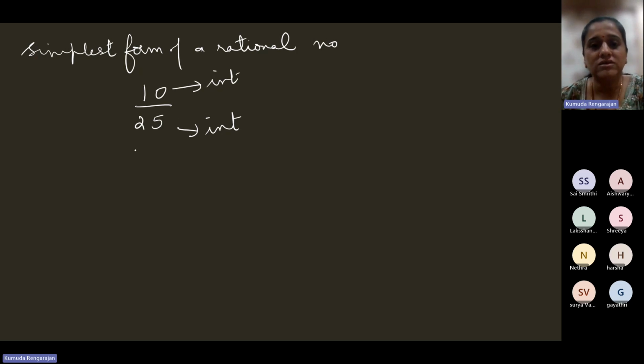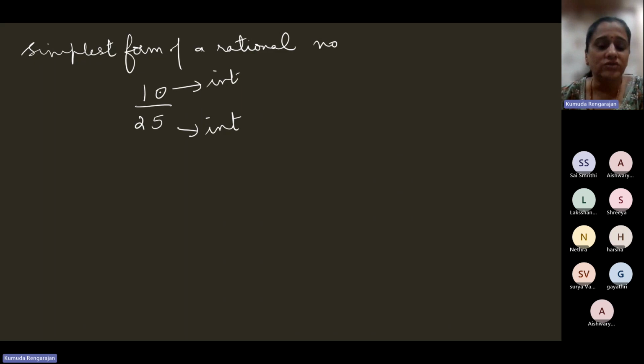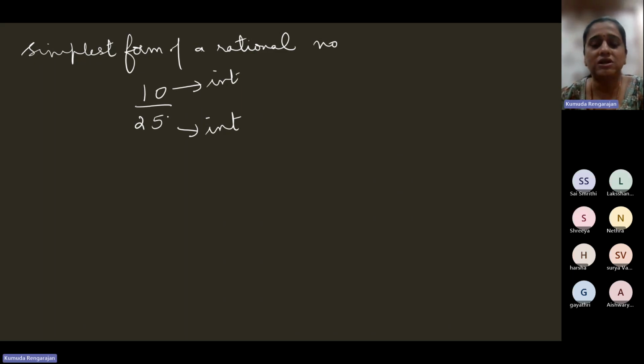A fraction is a natural number by a natural number. You've learned fraction. So a rational number is integer by integer, and a fraction is natural number by a natural number. Now this expression 10 by 25 is a rational number because the numerator 10 is an integer, the denominator 25 is an integer, and the denominator is not 0.